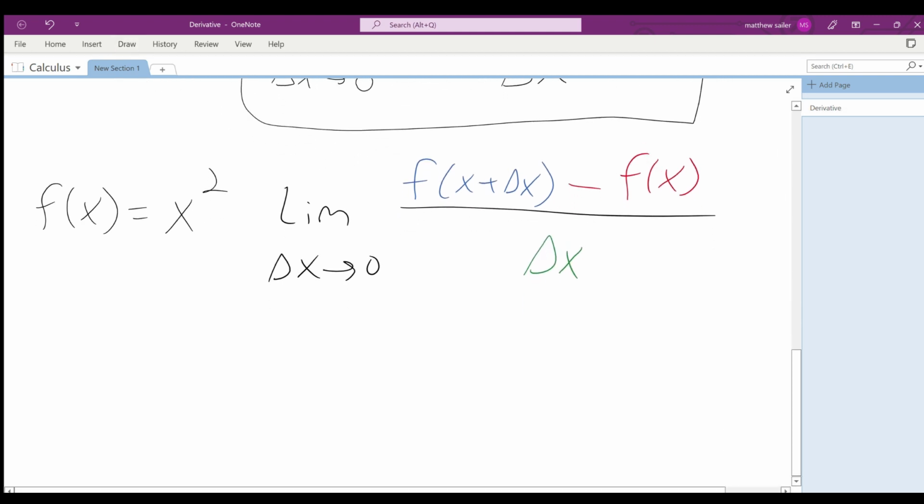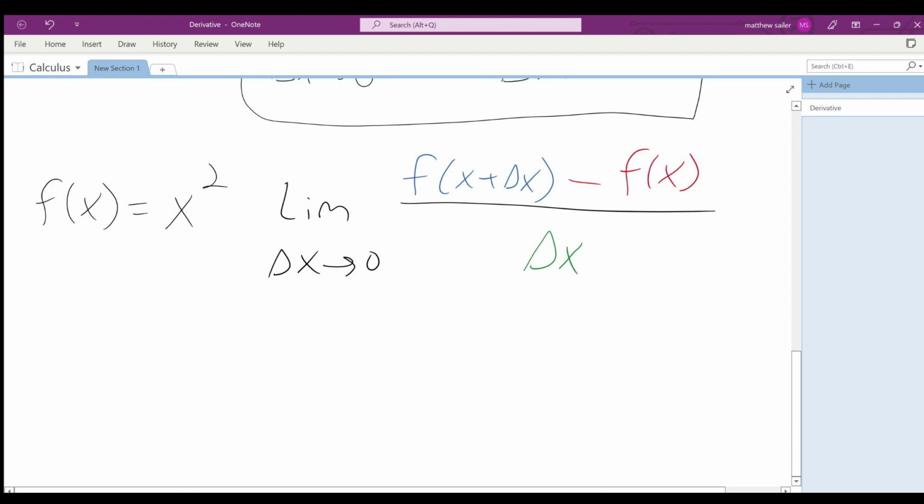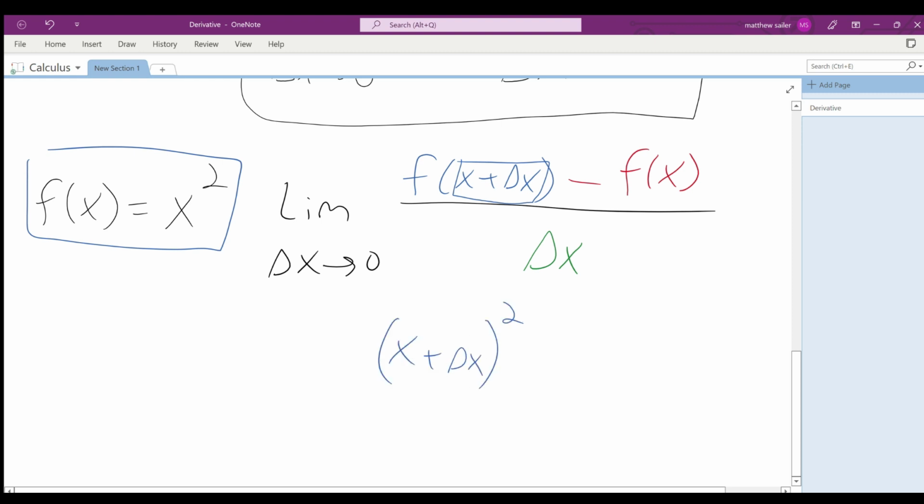Alright, so let's focus on the part in blue first. What is f of x plus delta x? So our definition of f of x here is that f of x equals x squared. If we plugged in the value of 1, we would get f of 1 equals 1 squared, or 1. Here we are plugging in x plus delta x instead of x. So this top part is just going to be x plus delta x squared.